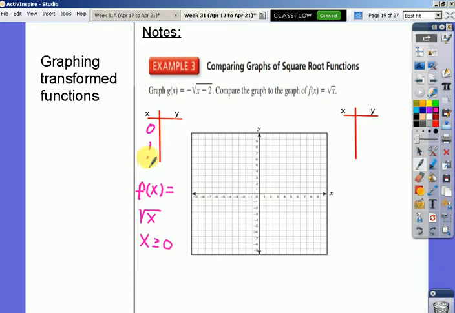Looking at my parent function, the square root of 0 is 0, the square root of 1 is 1, the square root of 4 is 2. I'm going to plot those points. 0, 0; 1, 1; 4, 2. I'm going to connect them. Please connect them. And then I'm going to draw my arrow.